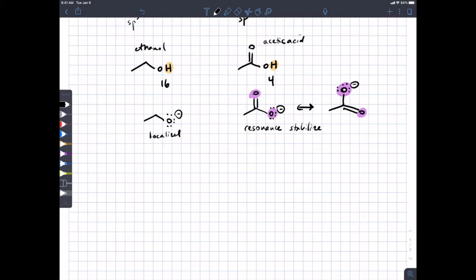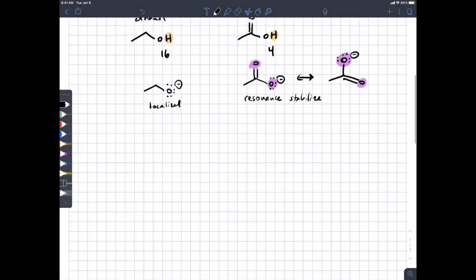So, resonance delocalization is one way that you can stabilize a conjugate base. Let's do just a few more examples with differences. We talked about the size issue last time, right? I spent a stupid amount of class time drawing SpongeBob, I remember. So we're good on size.